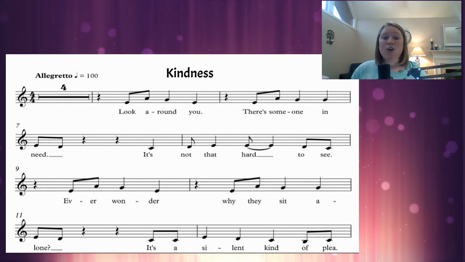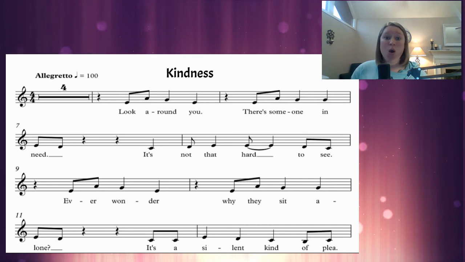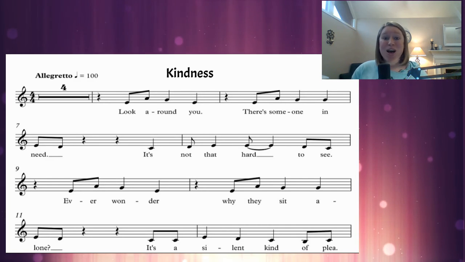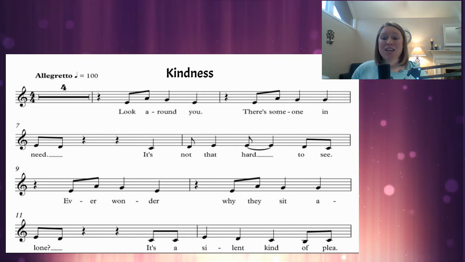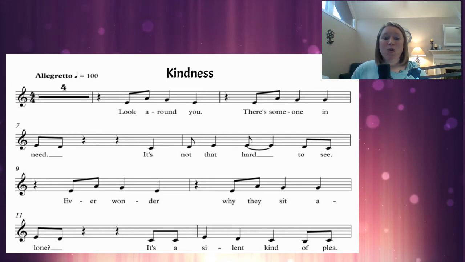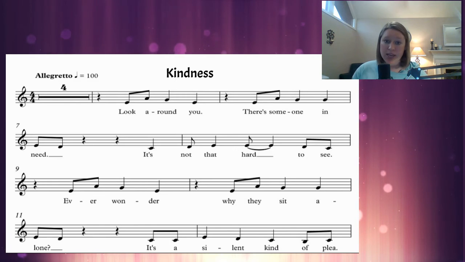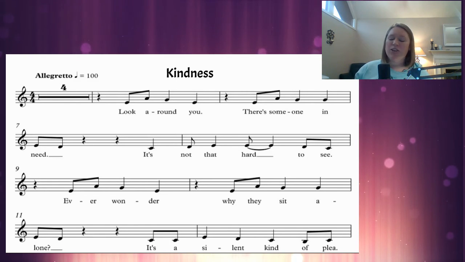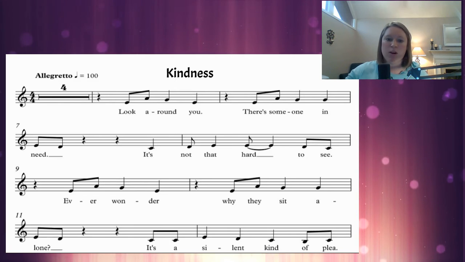Good. Ever wonder why they sit alone? Your turn. Ever wonder why they sit alone? My turn. It's a silent kind of plea. It's a silent kind of plea. Good, that should be familiar from last week. We worked really hard on that page.